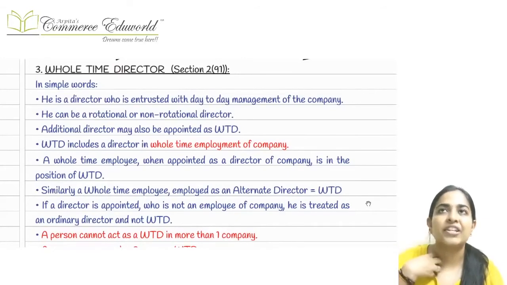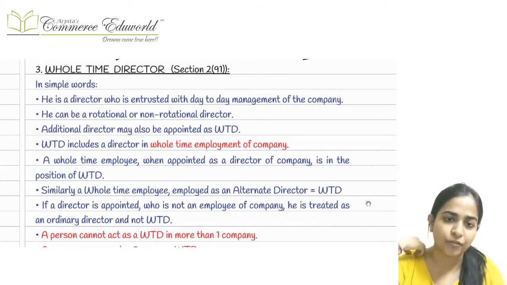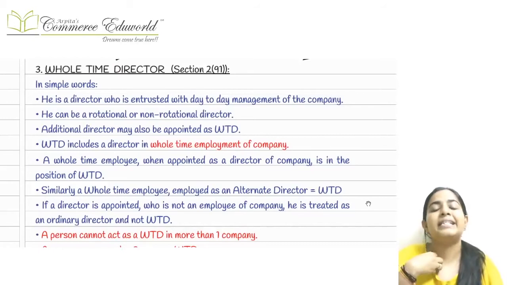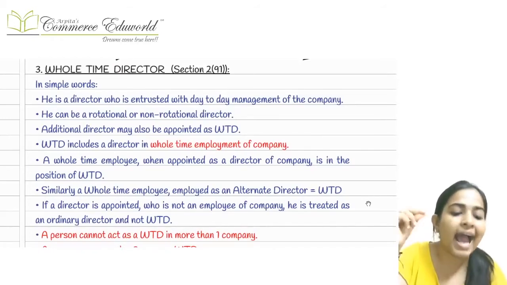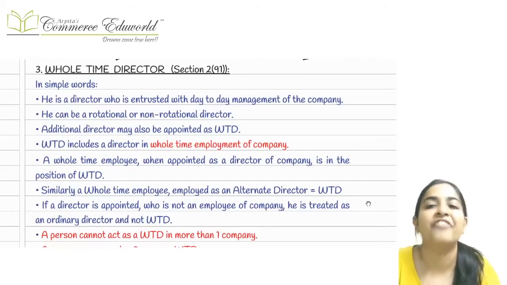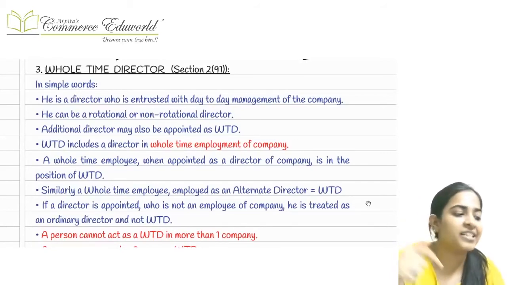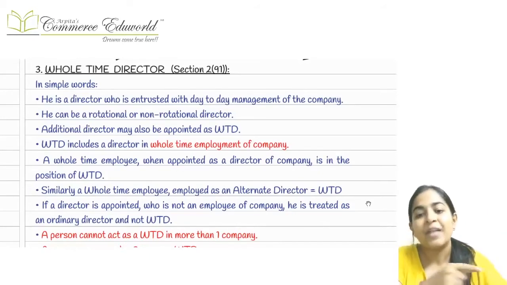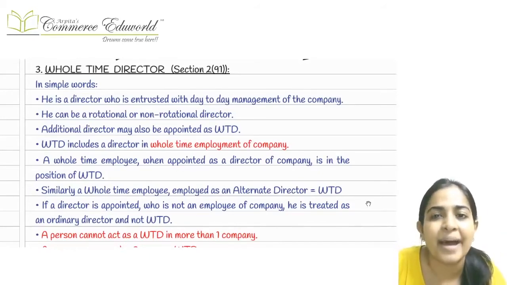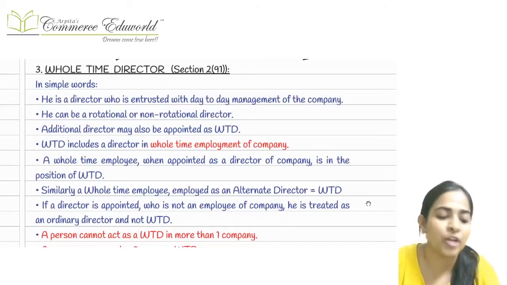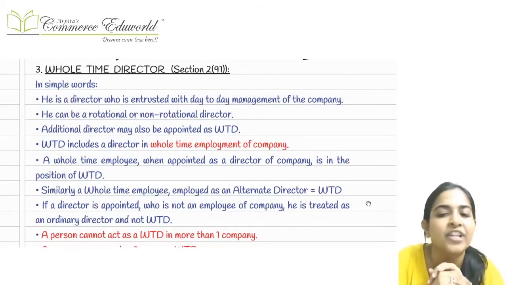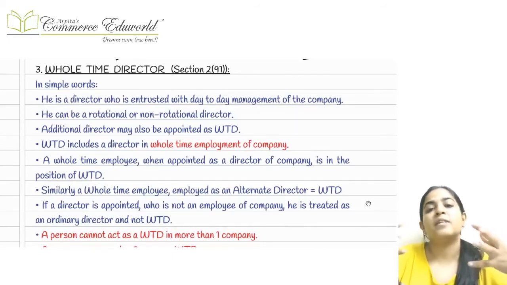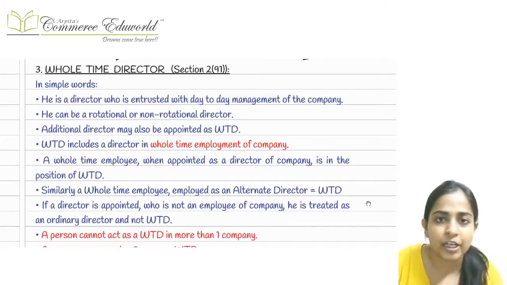Going on to the third definition, the last definition, that is your whole-time director. Whole-time director is such a person. First of all, he is such a director who is in whole-time employment of the company, and he is managing all the day-to-day affairs of the company. Okay, he is entrusted with all the administrative powers which are not there with the managing director. The powers which were not there with the managing director, those powers come to the whole-time director, that is all the administrative powers.